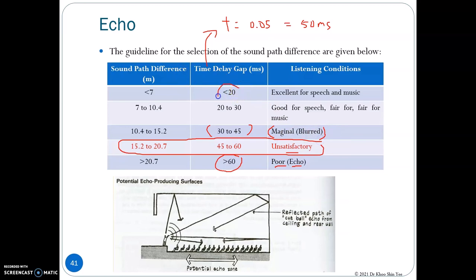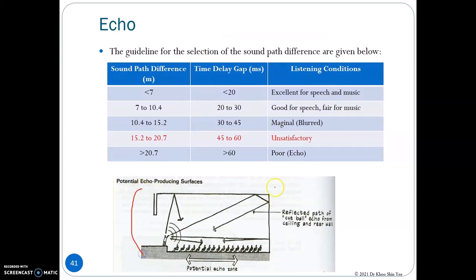If we are able to design the time delay gap to be less than 20 milliseconds, it will be excellent for both speech and music. If the time delay gap is between 20 to 30 milliseconds, it's good for speech and satisfactory for music.